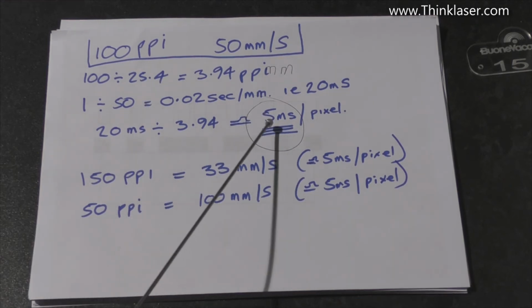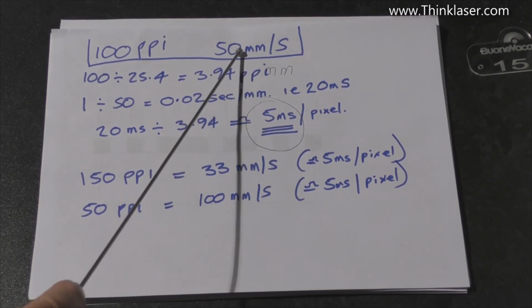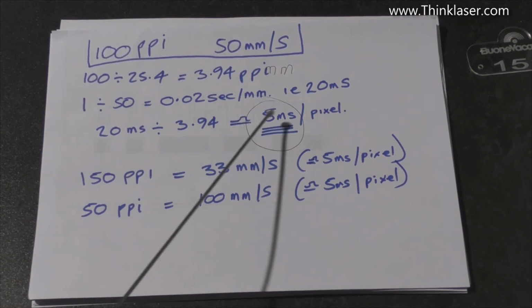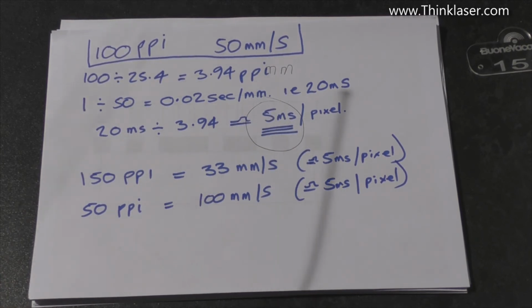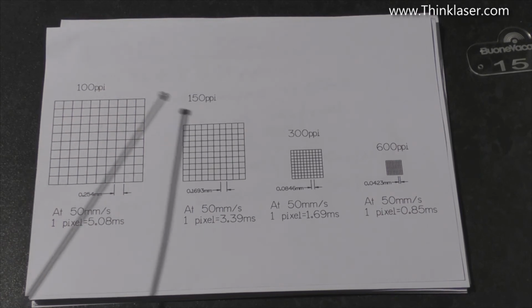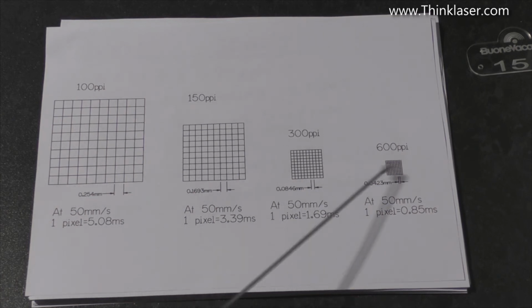So just remember we've got 5 milliseconds that we calculated for 50 millimeters a second, 100 ppi. So for that resolution, that's how much time we have for every pixel. Now what you see here is a relative set of resolutions. This is 100 pixels per inch, 150, 300 and 600 ppi. These are all drawn to scale.